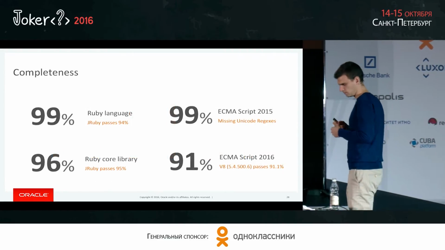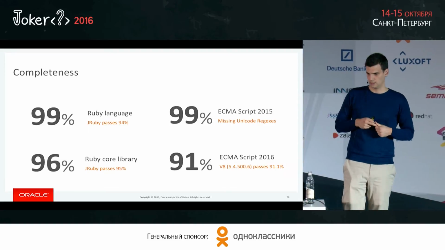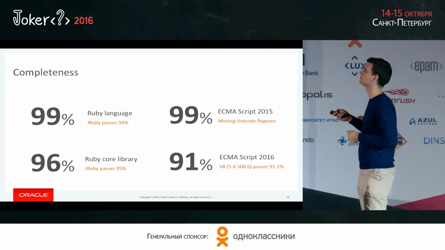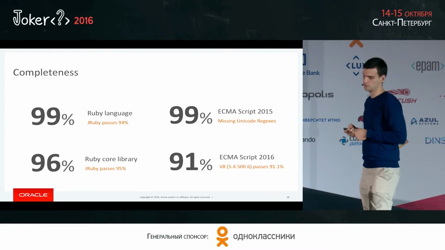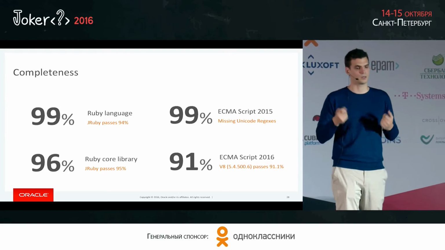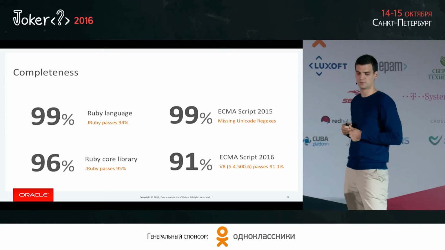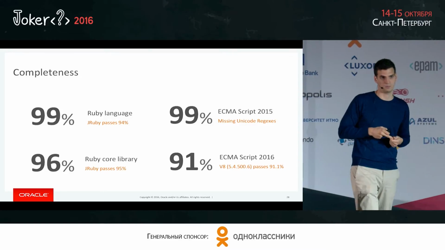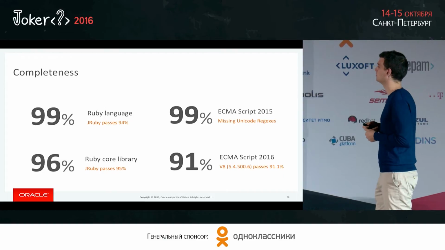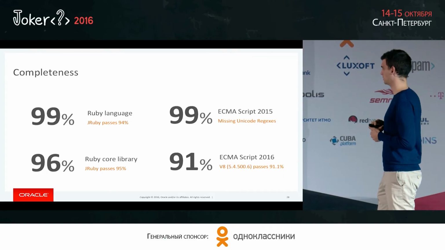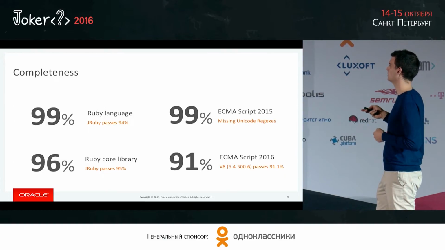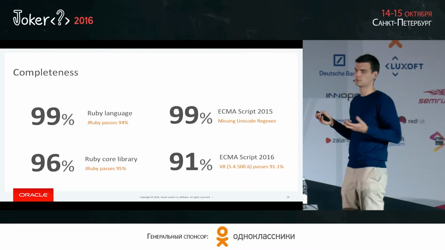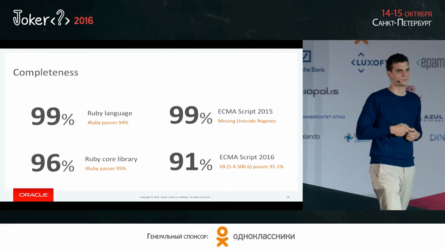And then the completeness of the languages that we have is about 99%. So Ruby language 99%, JRuby passes 94% of the tests, Ruby core 96, ECMAScript 2015 is like 99, and only Unicode regular expressions are missing. Basically, people should just add them, and there is no fundamental reason this is not 100%. And then ECMAScript 2016 is 91%. So basically, the languages are being released very soon.